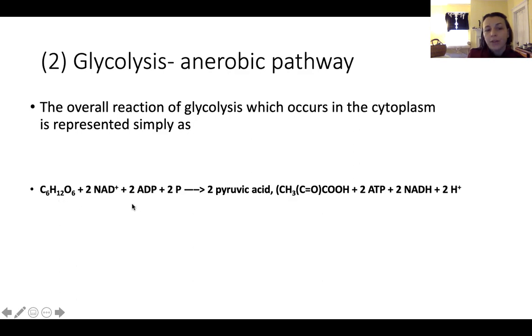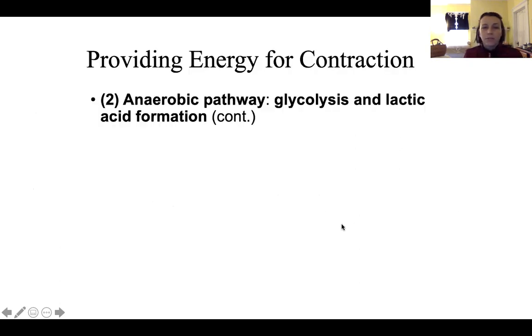Here we go. So this is our glycogen, okay? And then we have our ADP, and then we get the 2 bits of pyruvic acid, and that is what's going to yield our 2 ATP, right? So we have that changeover from here to there. Good, so that's the chemical reaction. Anaerobic pathway, this is still number 2.